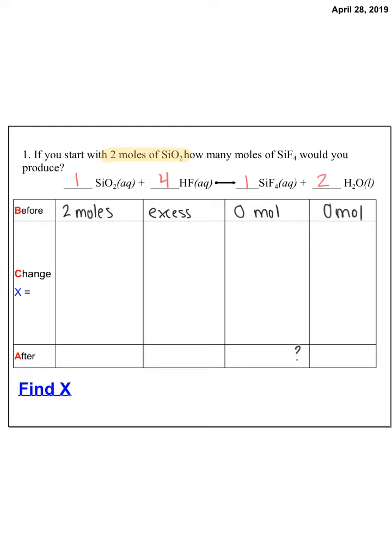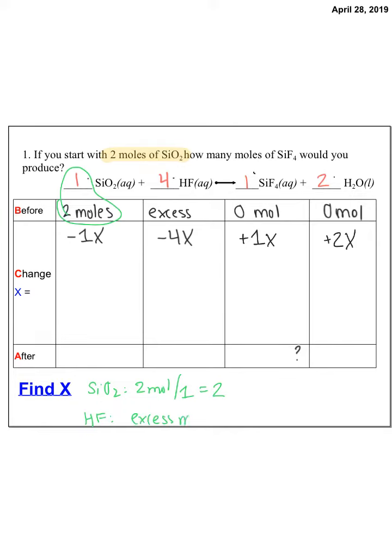Okay, now we're going to do our change. So this guy gets minus 1x because of the 1, minus 4x because of the 4, and then remember our products we're making plus 1x because of the 1, plus 2x because of the 2. So now we need to find our x, and the way we do this is we're going to take our before divided by the coefficient. So for SiO2, we're going to get 2 moles divided by 1, which is just 2. And for HF, we're going to get excess moles divided by 4. Well, a lot divided by 4 is still a lot, so we still have excess.